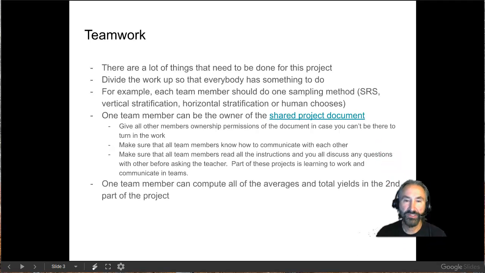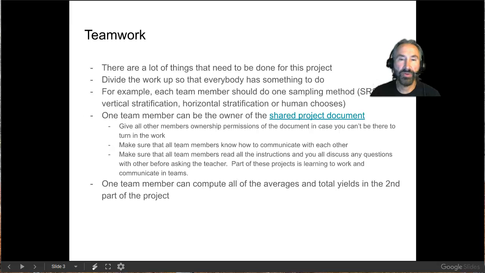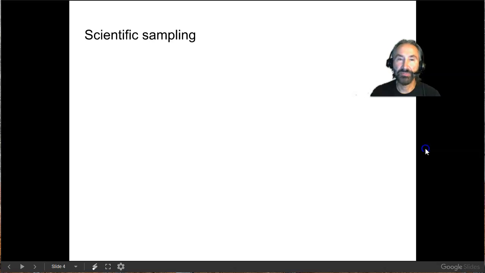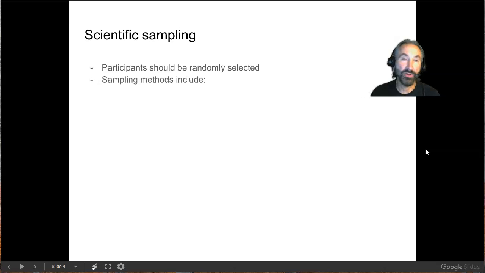Okay, so one team member, later on in the project, there will be more work to do. Somebody's going to have to compute the average yield of corn from the field. And somebody will have to compute the total actual yield for the entire field. That is also known as a census, and that is part of our study in sampling. That is like a sampling where you look at everybody. Okay, scientific sampling. So hopefully in this class we've already discussed sampling methods. Well, first of all, randomness is required for scientific sampling.